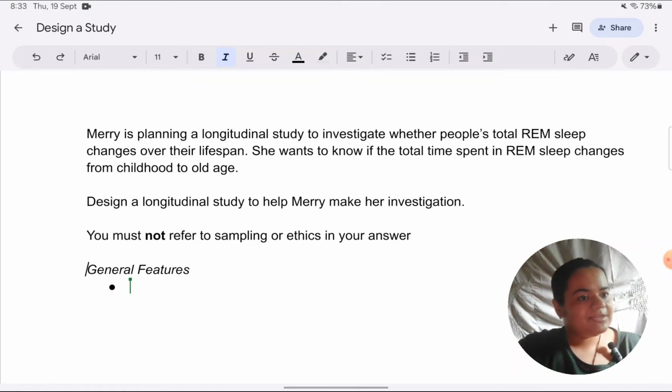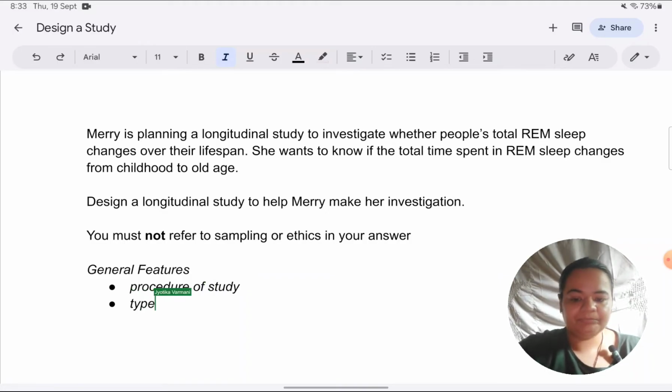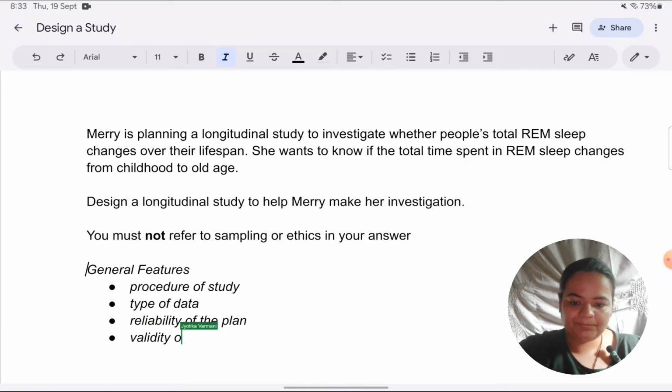Okay, so the general features that you have to cover for any study, including a longitudinal study, is 1, the procedure of the study, 2, the type of data being collected, 3, reliability of the plan, and 4, validity of the plan. Then there are some specific features which you need to cover, which are applicable only to longitudinal research method. And you have to cover both specific and general features.